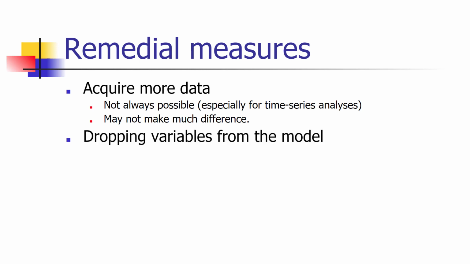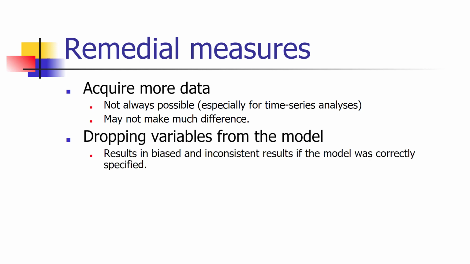One thing you could try doing is dropping variables from the model, and many people do this. But most econometricians would argue that this is an extremely bad practice, because if the true model includes all of your variables, dropping variables that are important in the equation generates omitted variable bias, which will result in biased and inconsistent results for all of your model parameters.